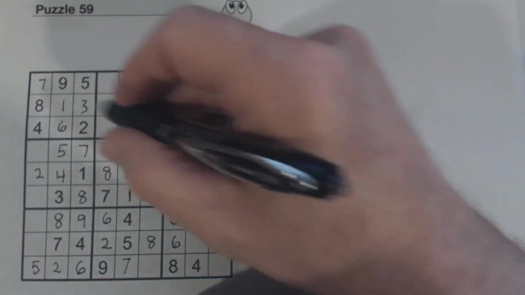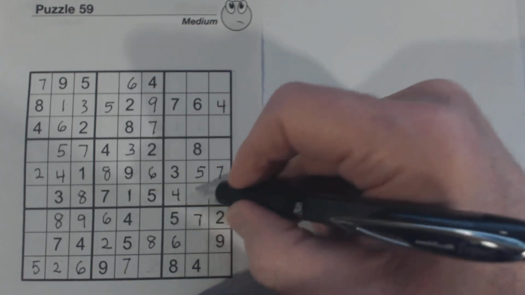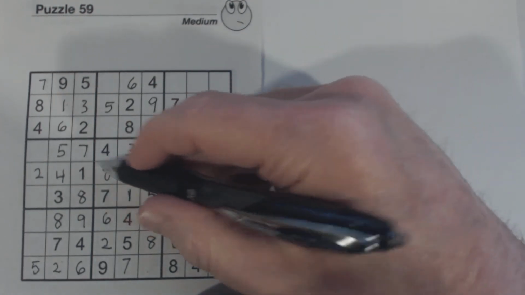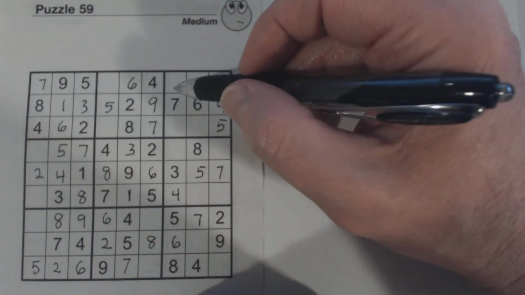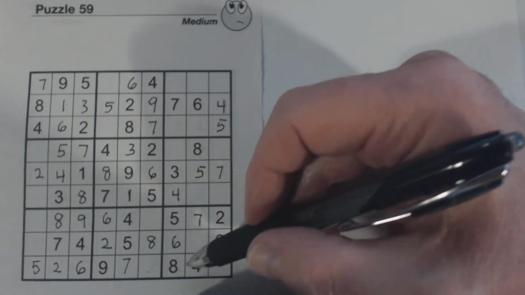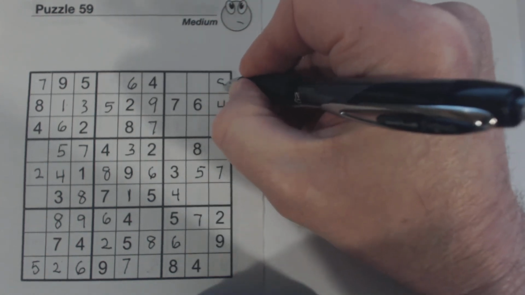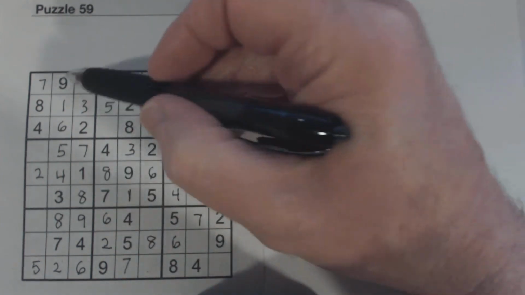Okay, so now we can fill in this 5 right here. So you got 5 and 5 there, so that's a 5. Okay, 7, 7, 7. 8s. 8, 8. One of these top ones is an 8. We got an 8 and an 8 there. 8, 8, 8, and 9s.